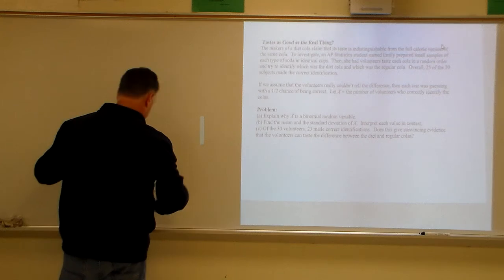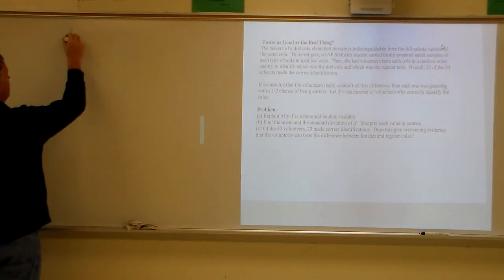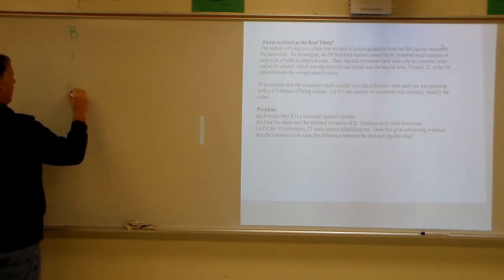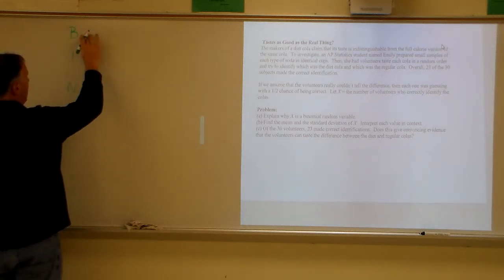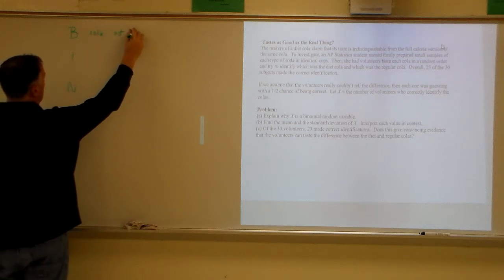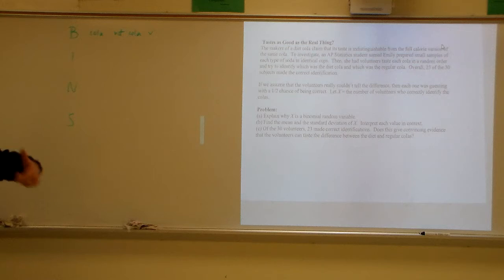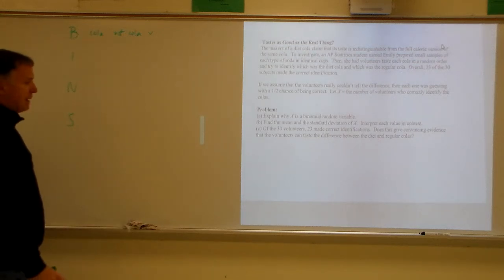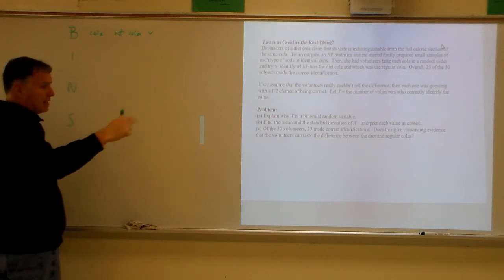So remember, to do that, we're using BINS. Binomial. They're guessing either cola or not cola, and that's their guess. There's two things: you either think it's the cola or you think it's not the cola. Independent: each person tasting is independent of the other.